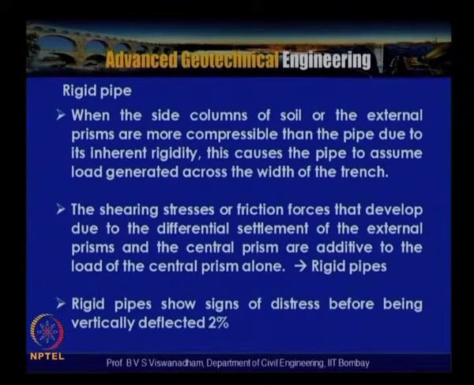In the rigid pipe, the sides, or the external prisms of soil, are more compressible than the pipe due to its inherent rigidity. This causes the pipe to assume the load generated across the width of the trench, and the shearing stresses, the frictional forces that develop due to differential settlement of the external prisms and the central prism, are additive to the load on the central prism alone. This type of pipe is called a rigid pipe, and rigid pipes show signs of distress before being vertically deflected by 2% of the diameter.